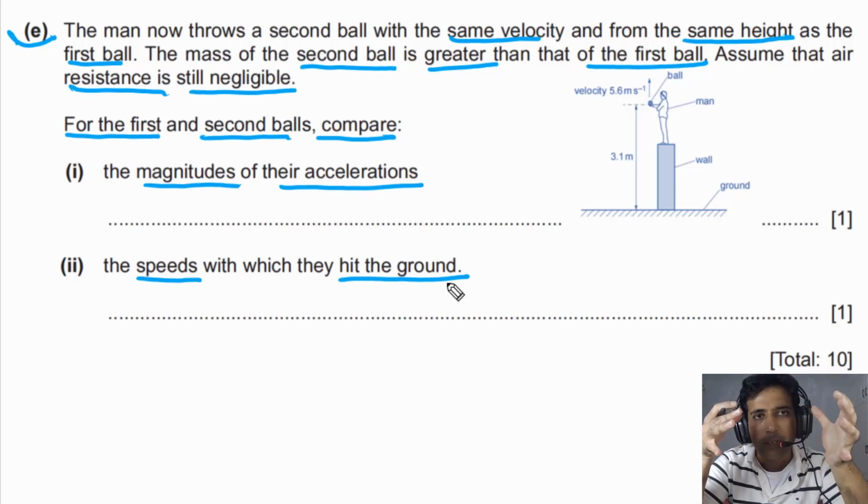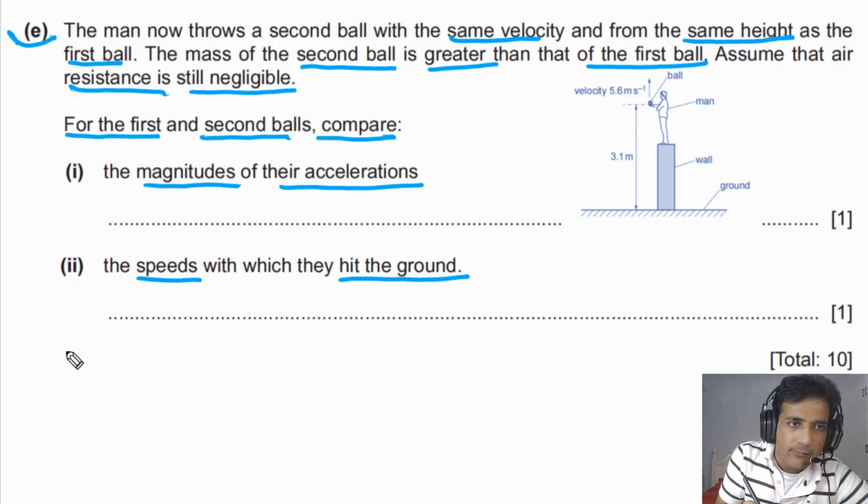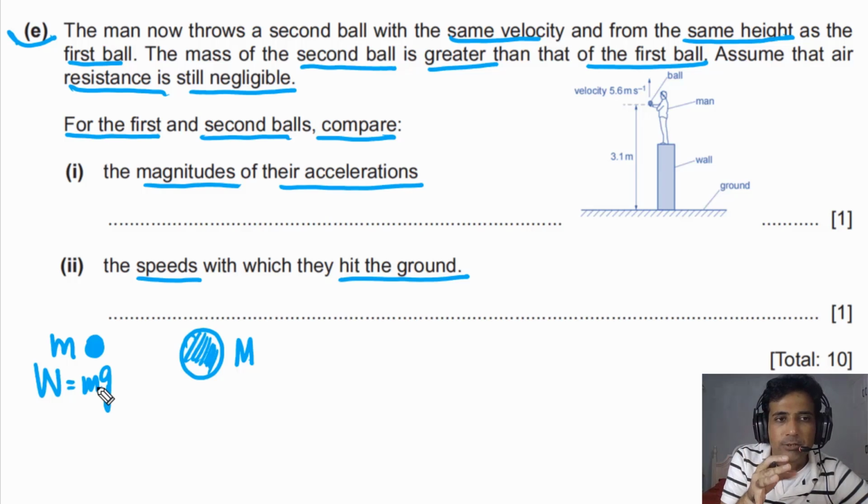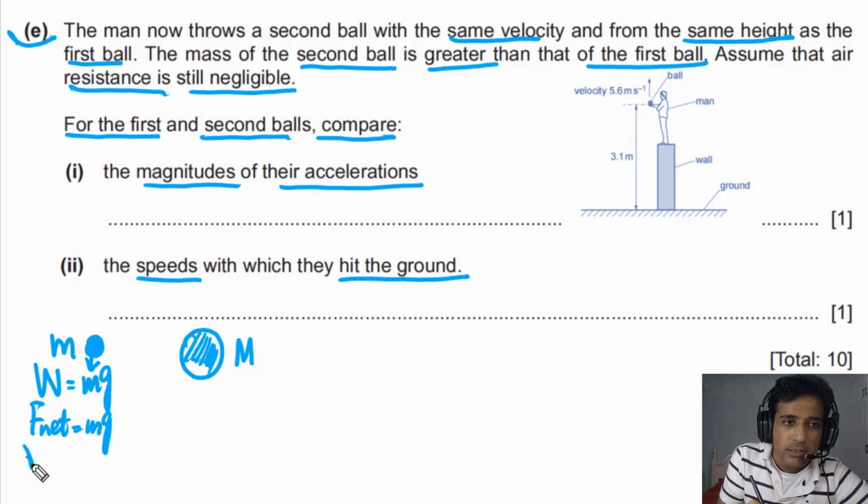First of all, let's try to understand if we change the mass, what is the effect on acceleration. Let's say we have one ball that has mass small m, so we can imagine this is the first ball. We can take another ball, let's say the mass of the other ball is capital M. If we look at force of gravity, it means the weight of this ball. Weight of this ball will be equal to mg, and the only force acting on this ball is mg. So the net force on this ball is equal to mg, and net force is equal to ma, so ma is equal to mg. So m cancels, so a is equal to g.